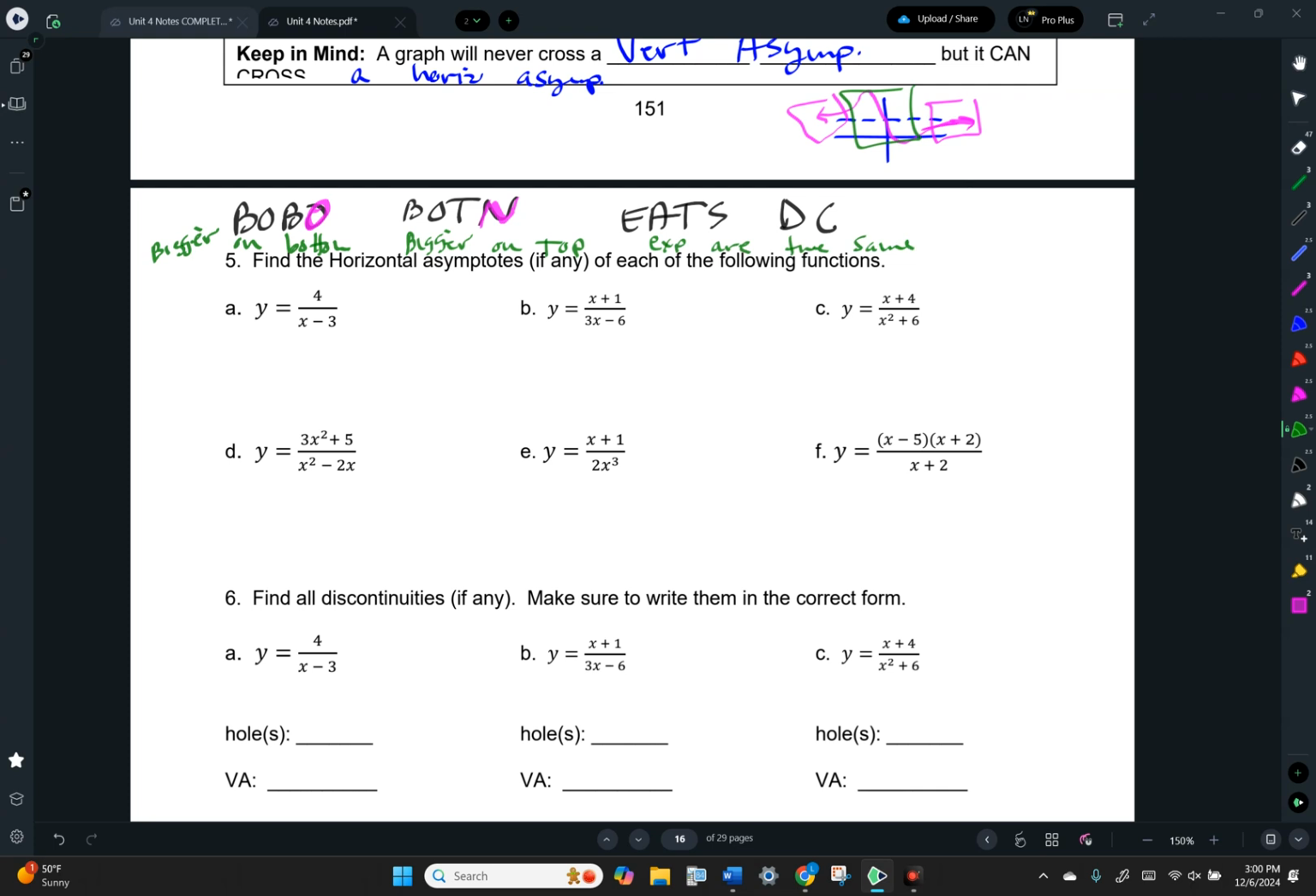EATS: exponents are the same. And then the DC means divide coefficients. Okay, so let's try to practice that. So look at, I'm going to come back to letter A. Let's look at letter B first.